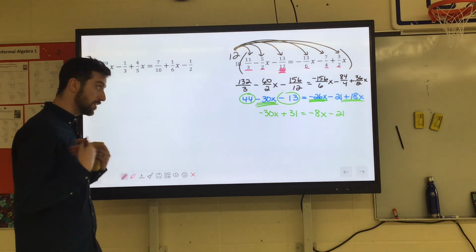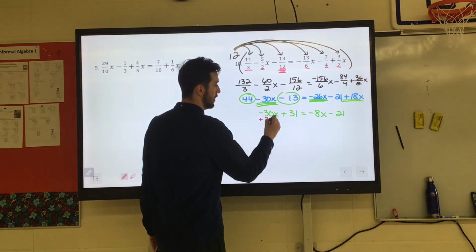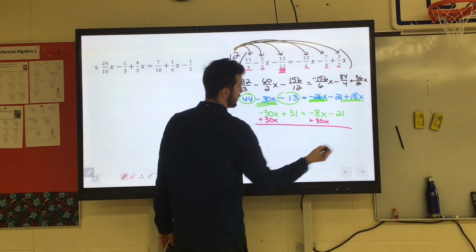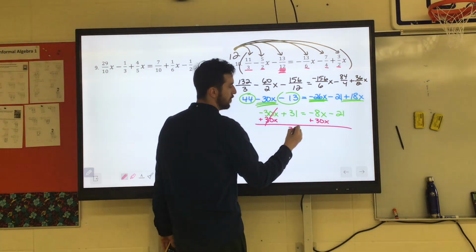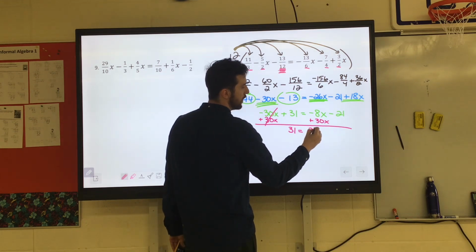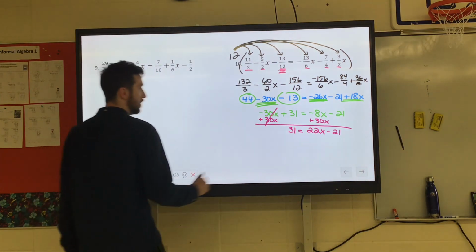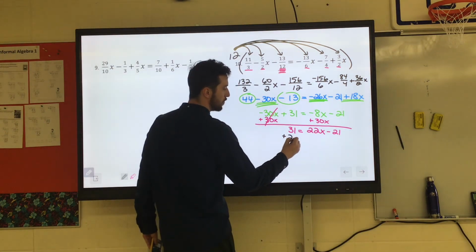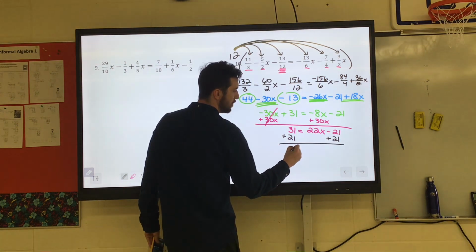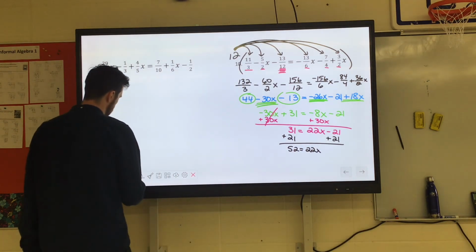I personally would get rid of that negative 30x by adding 30x. Negative 30x plus 30x is 0, so we have 31 equals negative 8x plus 30x is 22x minus 21. Minus 21? Oh, wow, we'll probably add 21. Whoa, look at us. 52 equals 22x, and we're having fun.